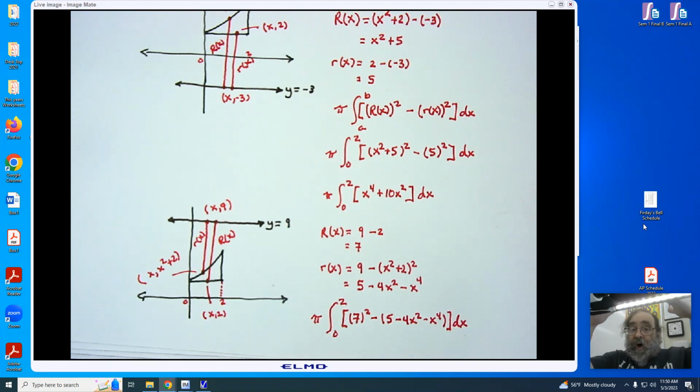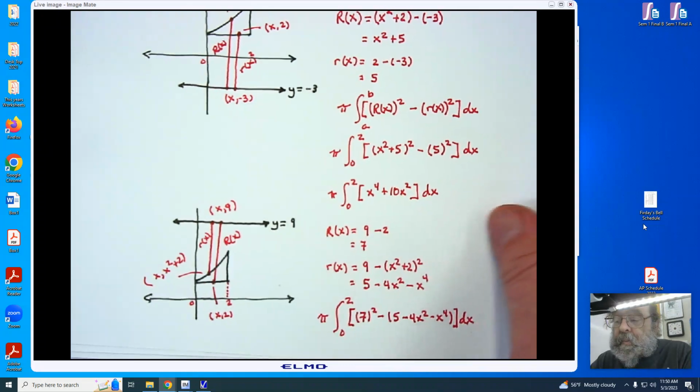Making sure that you follow along, draw the axis of rotation, and from the axis of rotation, draw a perpendicular segment to each of the curves, going up or going down. As you do that, locate the larger segment as big R of x, smaller segment as smaller r of x, put them into the formula, and then do your process. All righty, let's try another problem.